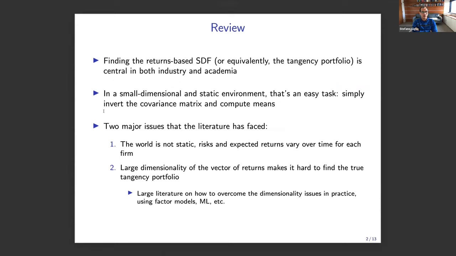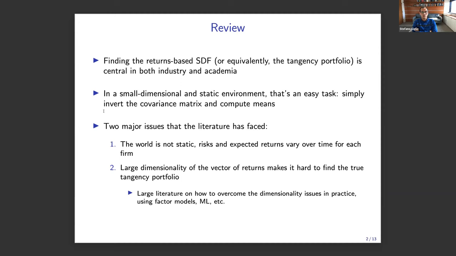So the big picture here is that there's a big effort in trying to find a return-based SDF, which is basically the same as a tangency portfolio. That's always important for research because we want to understand what the SDF looks like. And of course, it's also important in the industry. So that's actually very easy to do if you're in a small dimension and static environment, right? You just take a covariance matrix, you invert it, you compute conditional means, and that's an easy task.